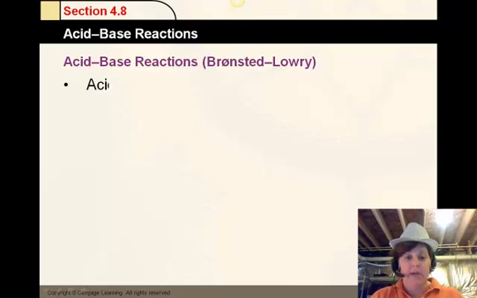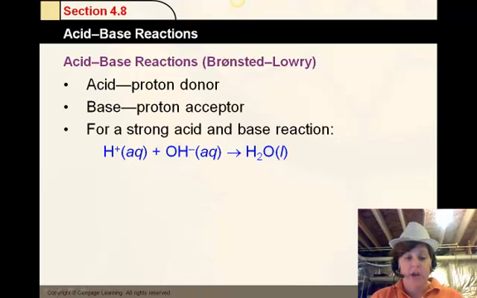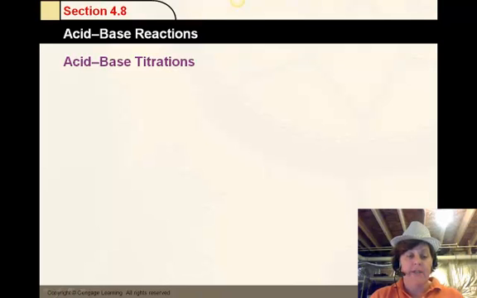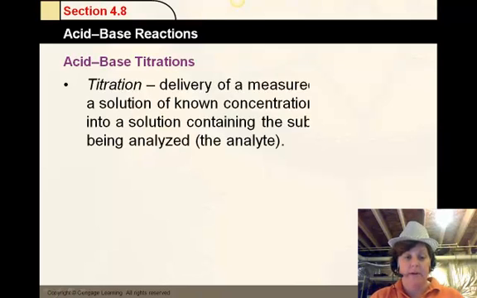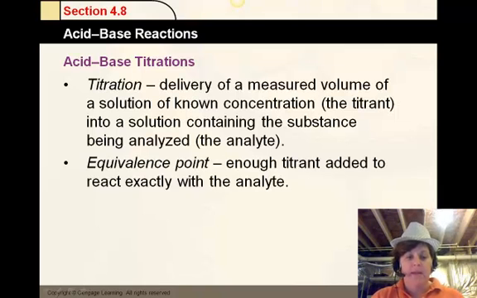But here we're talking about the Bronsted-Lowry definition, which we had in intro. And you can see an acid is a proton donor, a base is a proton acceptor. And for a strong acid and a base, you can see this is the reaction. Water is produced. Titrations, which we will do quite a bit later, is a method for neutralizing an acid with a base or a base with an acid. The equivalence point is when you have had enough acid to neutralize the base perfectly.